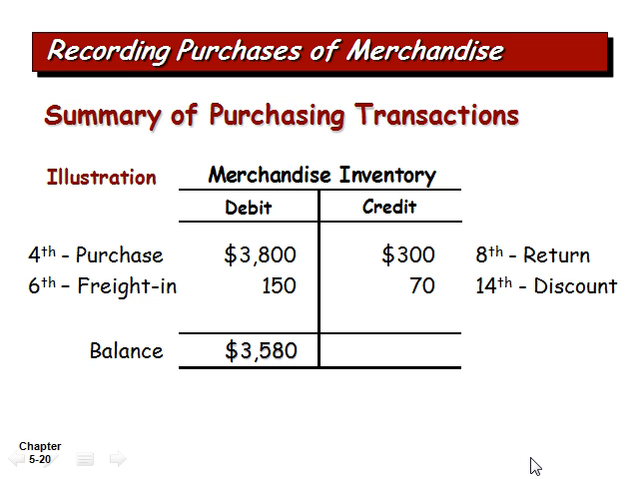So here's a summary of the T account. You can see that on the 4th of the month, the purchase was a debit of $3,800. On the 6th of the month, we had the freight in of $150. Then we had credits. On the 8th, we returned some merchandise for $300. And on the 14th, we took a $70 purchase discount. So that leaves us with the balance of $35.80.